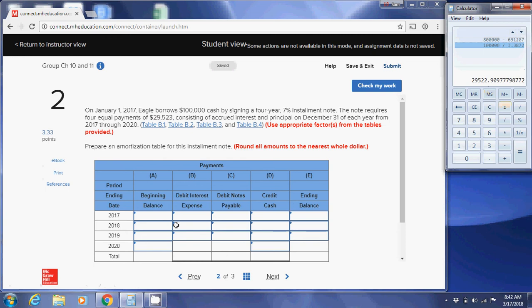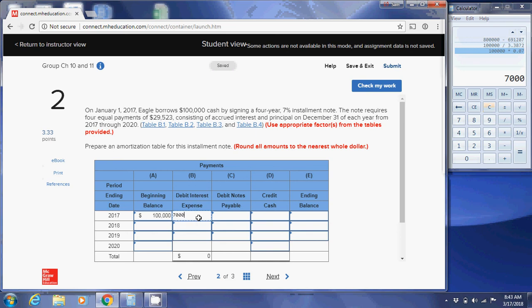When we're dealing with an installment note, we're always going to be computing our interest expense based on the prior year ending balance, which obviously would be the same as the current period beginning. So we're starting 2017 with a $100,000 beginning balance, and now it's asking what should the interest expense be on this? Well, I'll do it just for example, but 100,000 times 0.07 should be $7,000.